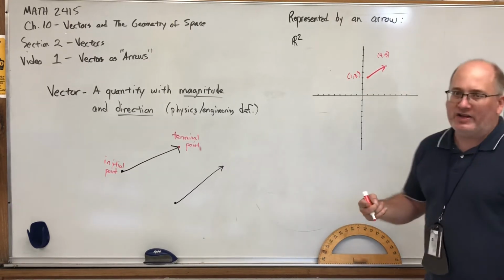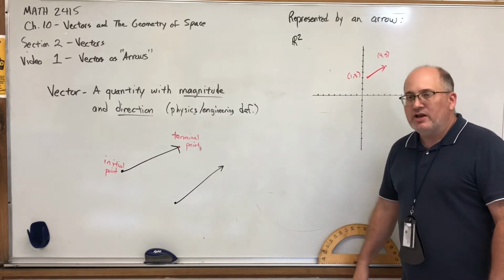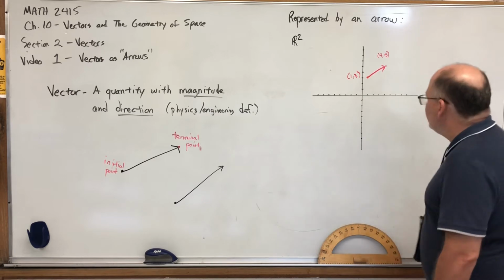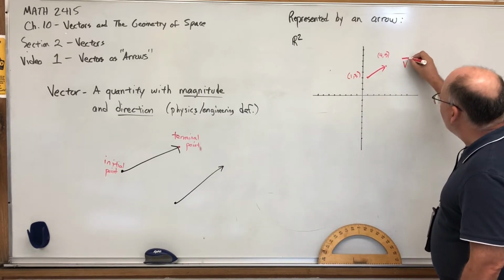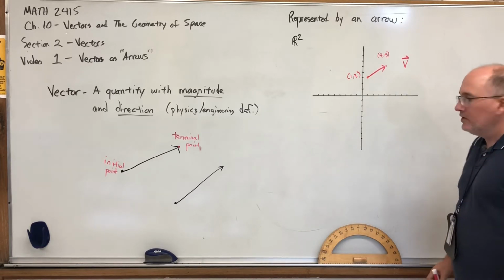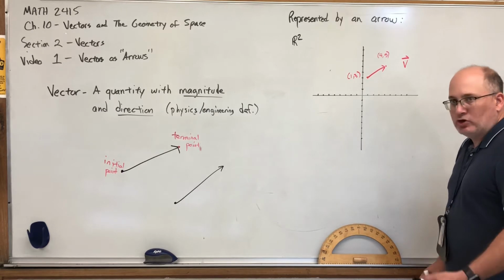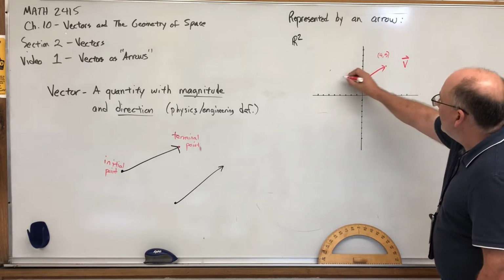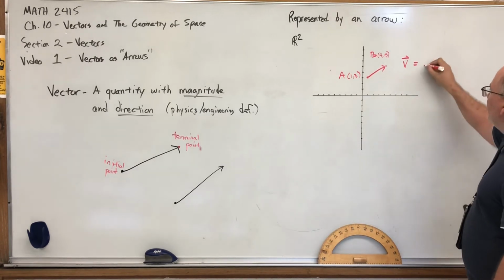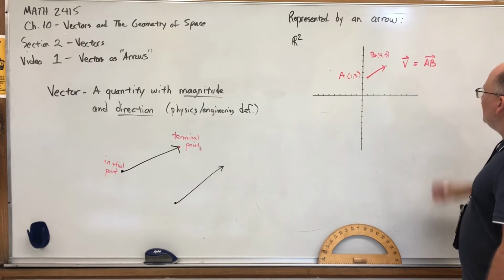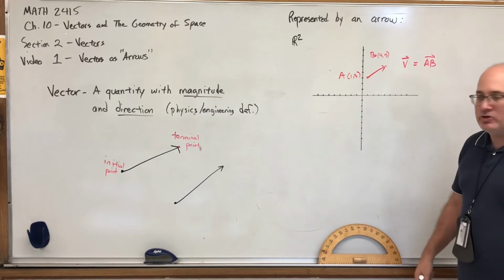Now, variable-wise, the way that you typically represent a vector is to write a single lowercase letter in bold font. Since I can't write in bold on the board, I'm going to choose to draw an arrow over it and say that that is vector v. Now, another way to write a vector is to name the initial and terminal points. For example, if I call this point A and this point B, then we can say that this vector is equal to AB by explicitly referring to the initial and terminal points that we use to locate the vector.